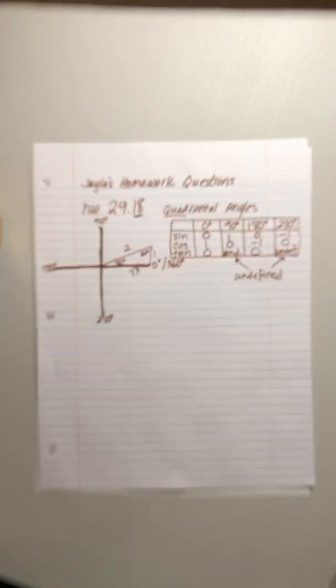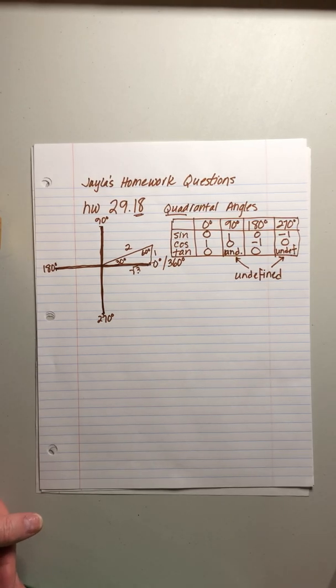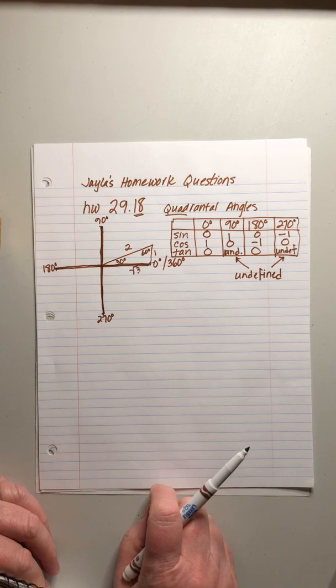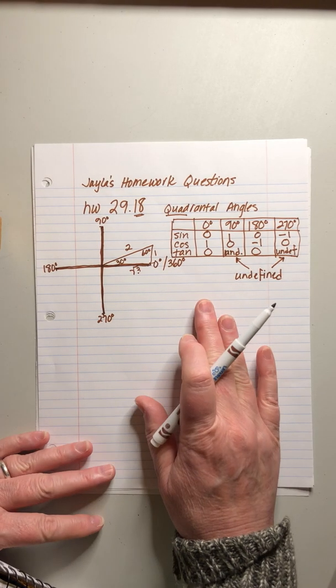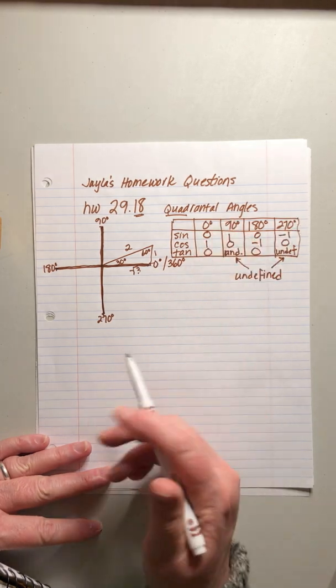So the problem you are interested in is 2918, and it looks like this. Draw the necessary reference triangles and evaluate. Do not use a calculator. Well, this one we really don't even need to draw the triangles because we have our chart.